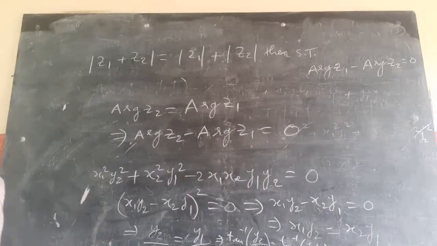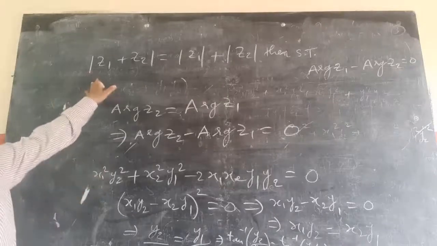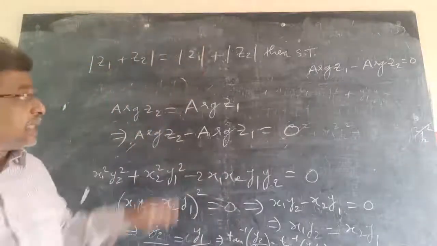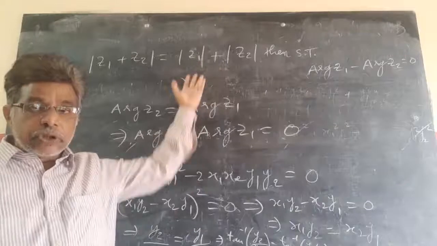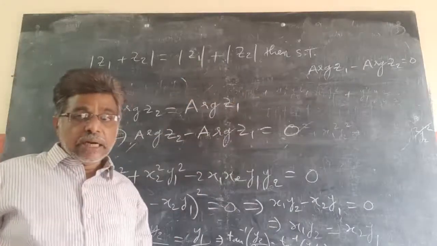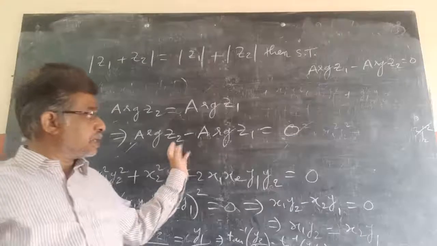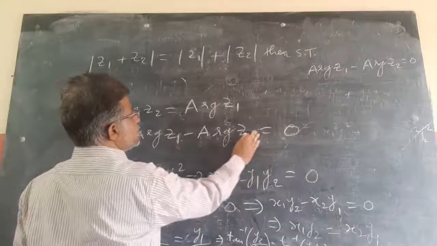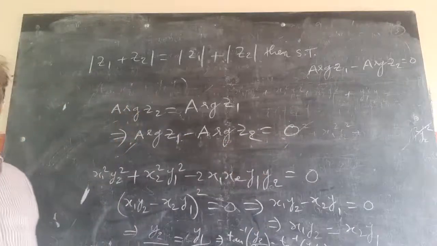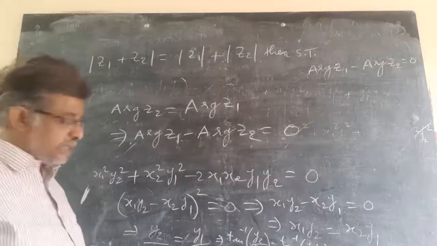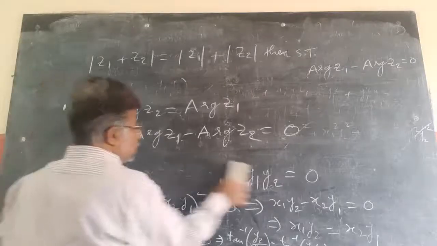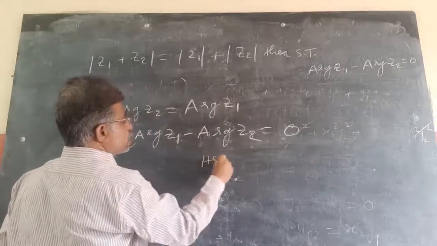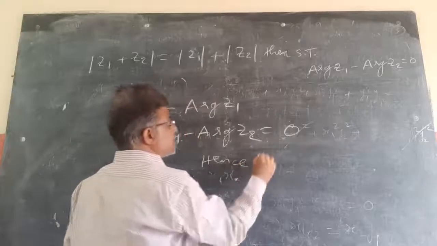So simple. First what I did is z1 equal to x1 plus i y1 and z2 equal to x2 plus i y2. Then substituted in the given expression. By simplifying, I got what he is asking: arc z1 minus arc z2, or arc z2 minus arc z1, you can bring this to that side, equal to 0. Hence proved. Because this is a 4 marker, we did this much.